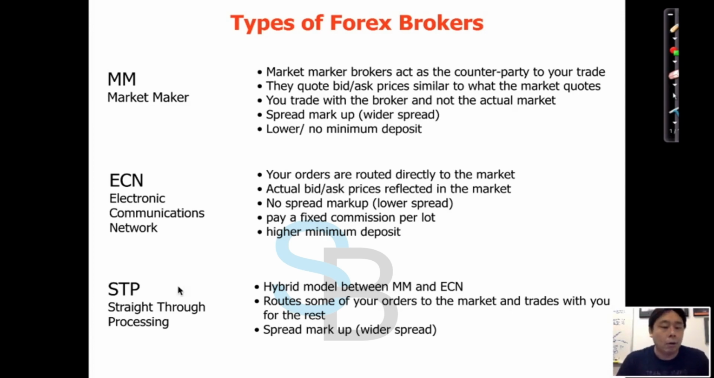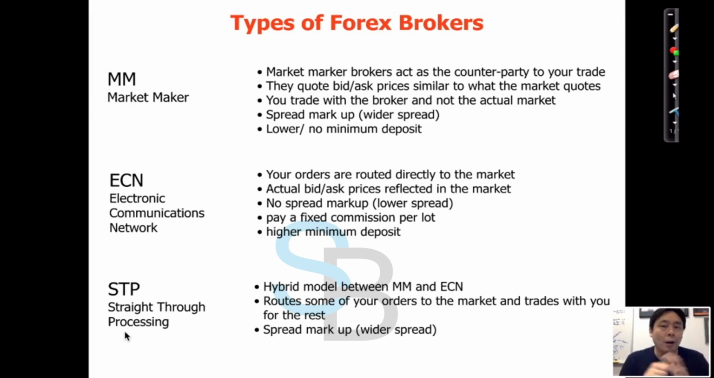Okay. Now, what are STP brokers? STP stands for straight through processing, and STP is kind of like a hybrid between market maker and ECN. It's kind of like combining both of them, right? It's a hybrid model between MM and ECN. So STP brokers, what they do is that when you trade with the broker, some of your orders, they route directly to the market, and some of them, they will trade against you. Okay, so what do you think the broker will do?